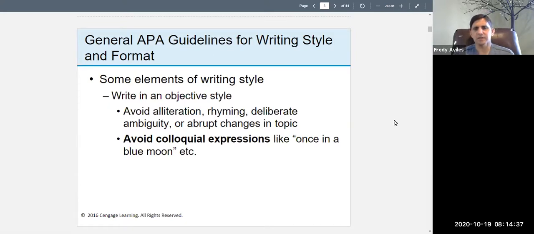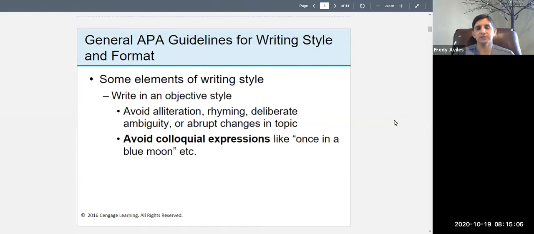Okay, so some APA guidelines here. And by the way, there's a whole manual of this stuff that's hundreds of pages long, okay? We're only gonna go over a few things, okay? We're not gonna go over every single detail, because if we did that, that would be an entire class on just APA style. And such classes do exist, not here, but they do exist. But just to tell you how much detail is involved in that manual, okay? We're only gonna go over a few things. So some elements of writing style. How do you write in APA style, okay?